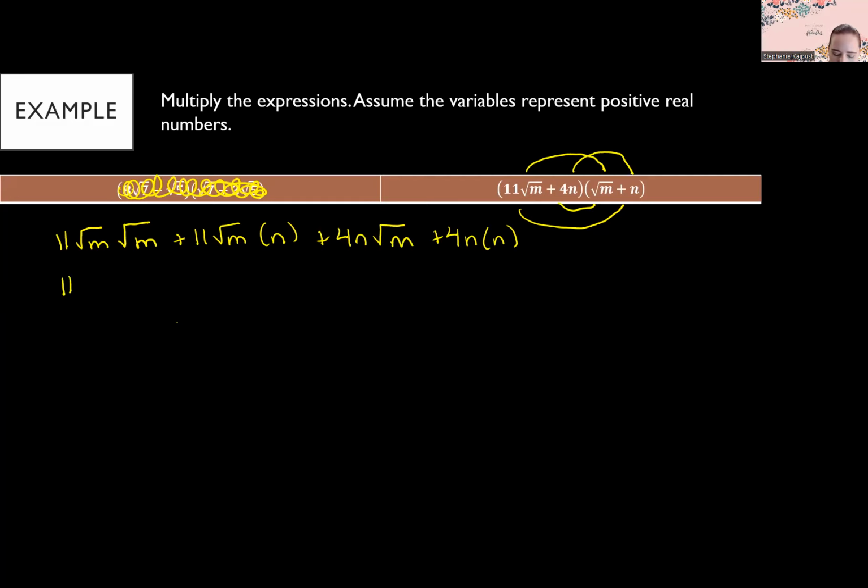So m times m is m squared. So I got 11 times the square root of m squared plus 11 square root of m times n. So what happens is that n is outside of the square root, so it doesn't get multiplied by the m, and it gets multiplied by the 11. 11 times n is 11n, and then I have my square root of m. So it's kind of, we're just rearranging things there.